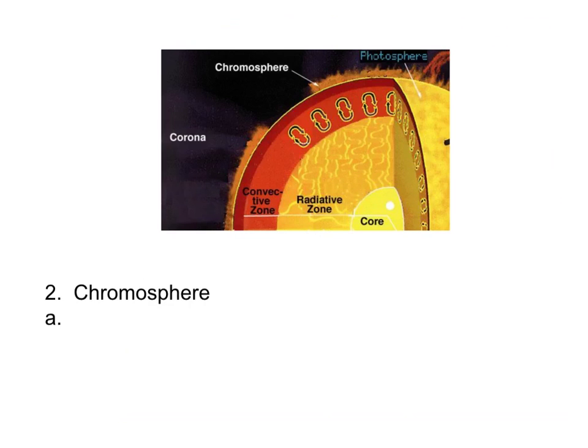The next layer in is what we call the chromosphere. The chromosphere is actually a very thin layer at 3,000 kilometers. Now that might not sound really thin, but in comparison to everything else in the Sun, it's actually a very tiny layer.